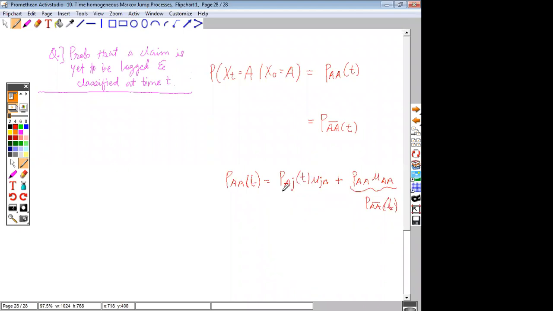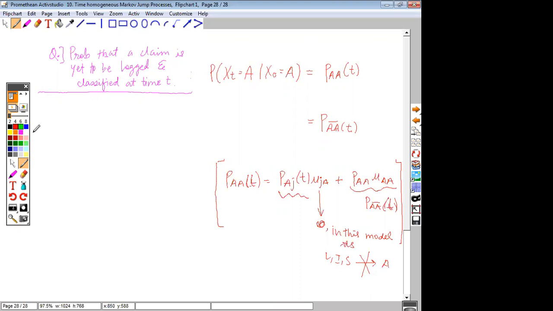But all we know is that if we go from A to J, then this mu JA for this particular model is 0. Because you cannot go from L to A, you cannot go from I to A, and you cannot go from S to A. So this is 0 anyways. So this PAAT is just equal to PAA bar T in this particular model, as this is not possible.